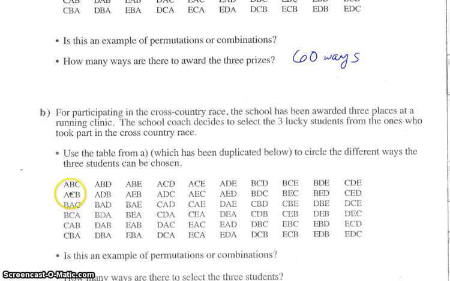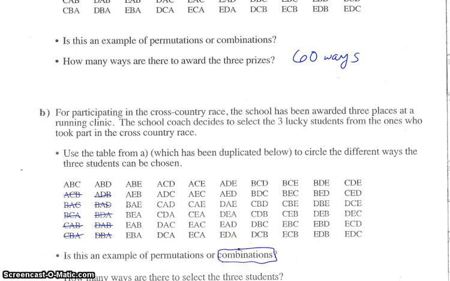So as a result, any scenario or permutation where you're using the same three people, we could eliminate all those other ones because they really would be the same, like ABD, ADB. Okay, doesn't matter. They're all going to the running clinic, so order does not matter. Hence, this is a combination.